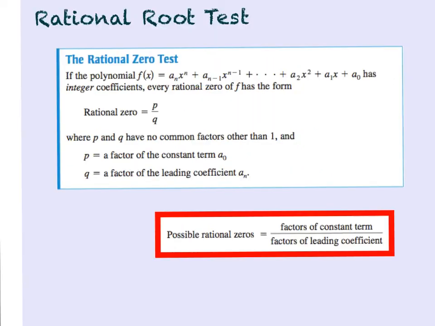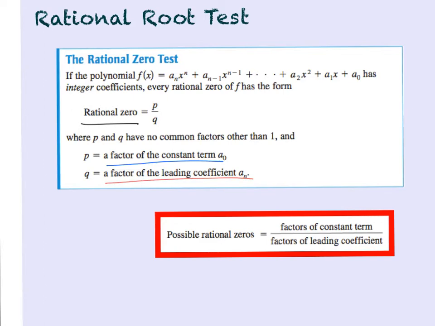Our rational zero test, otherwise known as our P's and our Q's. This is the bulk of what we're going to be doing today. When I find P's and Q's, I'm finding possible rational zeros. P's are the factors of my constant, and Q's are the factors of my leading coefficient.